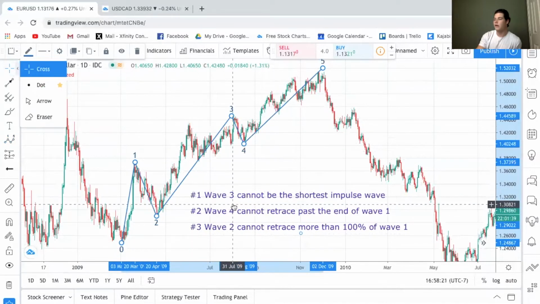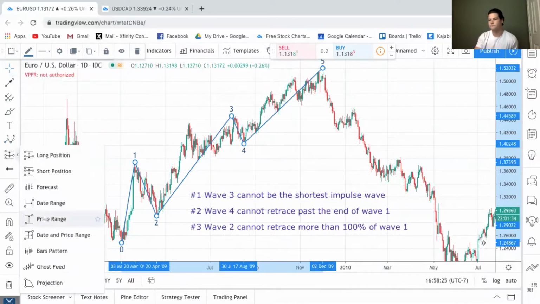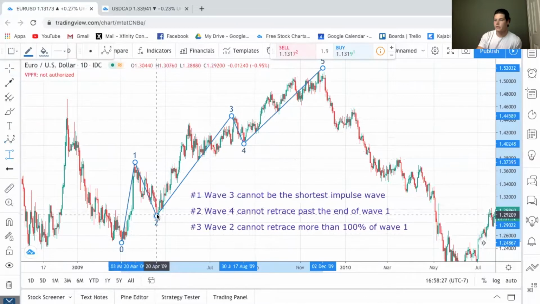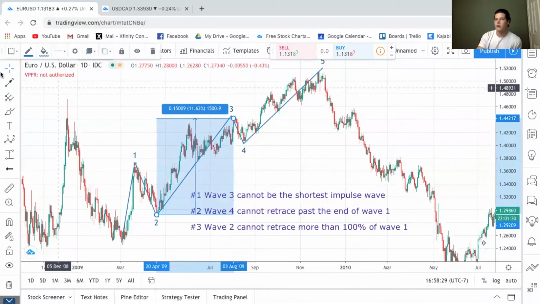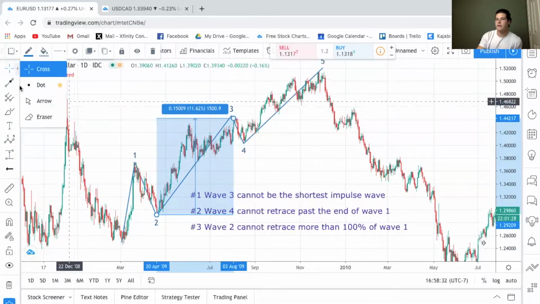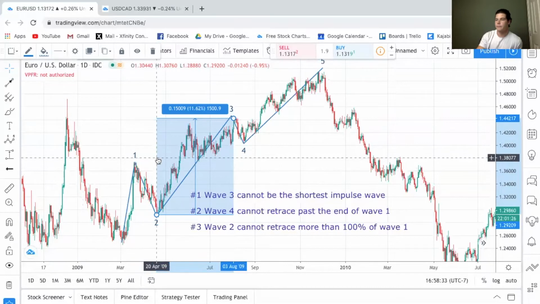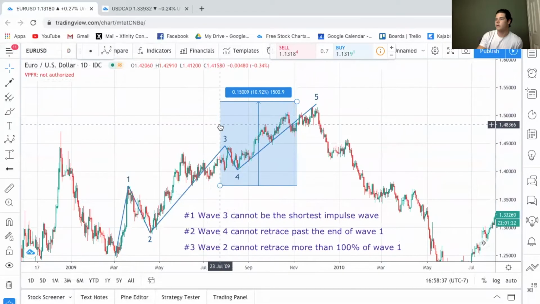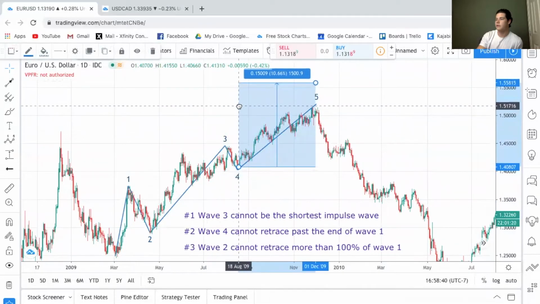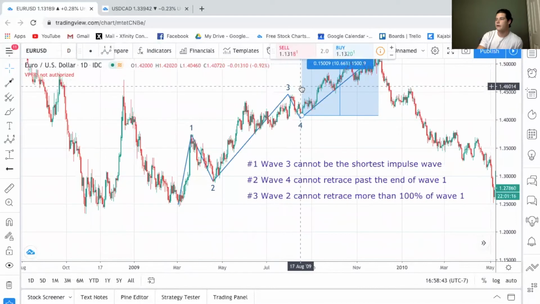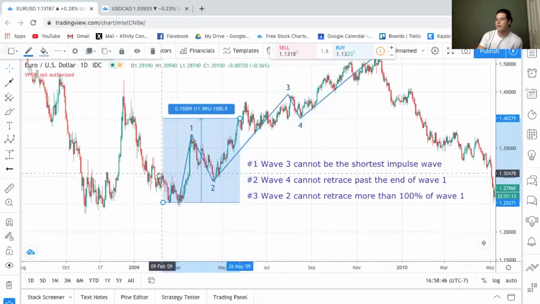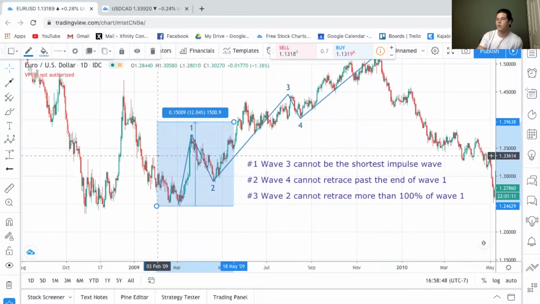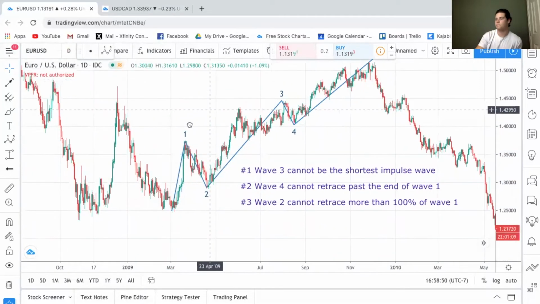So number 1, wave 3 cannot be the shortest impulse wave. So let's go over here and here to here. We're going to make sure that this is not the shortest. If we pull it over here, and over here, we can see that impulse leg 3 is definitely longer than 5. And we'll move it down here, and you could have eyeballed that, but it is definitely longer than 1 as well. So we're good there.